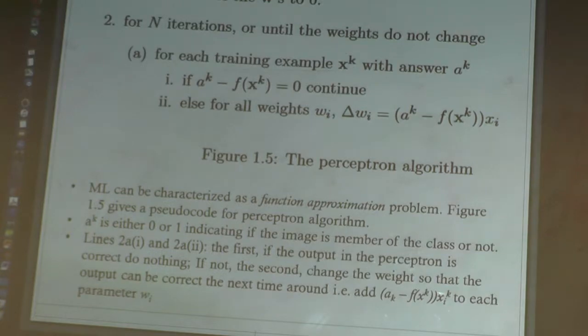Yes, please. Referring to 2A2, the equation. Are we, in essence, trying to calculate the error that results from the deduction of the label from input?